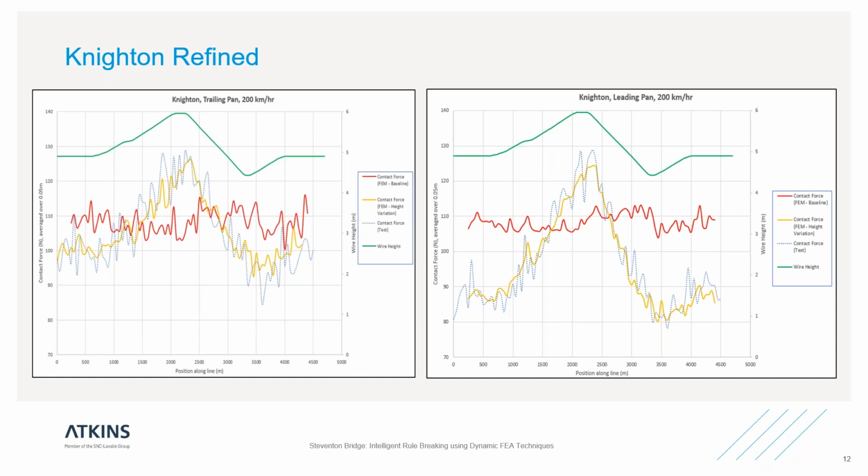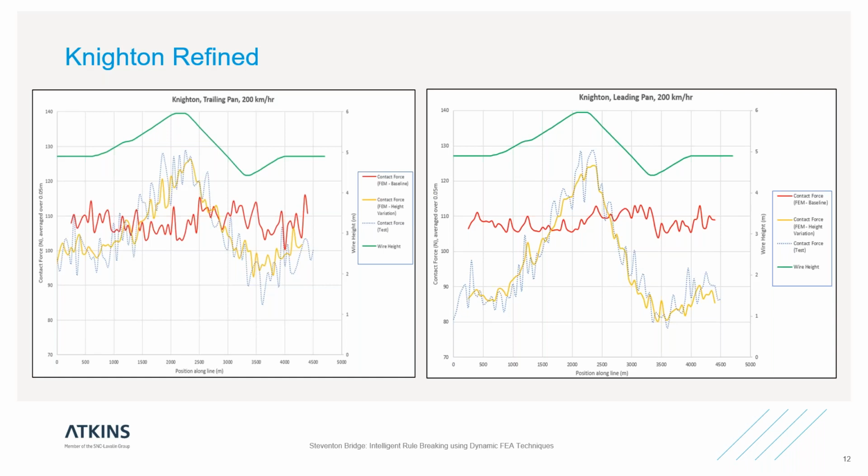The yellow line is after we'd finished tuning the lump mass model to more accurately reflect the behavior we were seeing. So what we see now is that we closely follow the mean contact force. We've got good correlation with mean, but it's not perfect. We're still not capturing all the peaks in the contact forces.